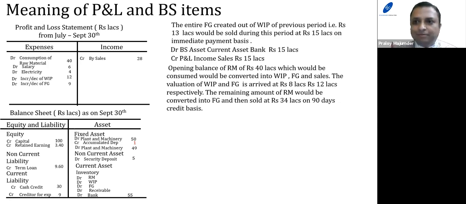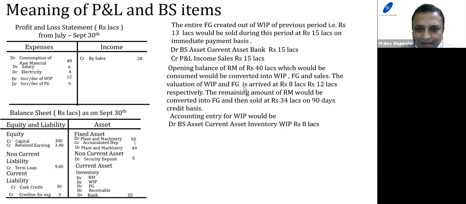So by this amount, your inventory will increase. If the inventory is increasing, then definitely the first entry would be the debit balance sheet asset current assets inventory of WIP of 8 lakhs. So here WIP of 8 lakhs will appear. Now the second entry would be credit P&L expenses increase in WIP. Since it's an increase in WIP, it's a credit, so the cost would be going down by 8. So the closing balance would be 4 at this stage. Credit P&L expenses increase in WIP is 8 lakhs. Since it's a credit on the expenses side, it becomes now 4.